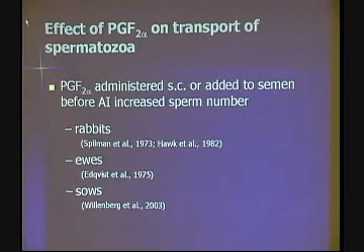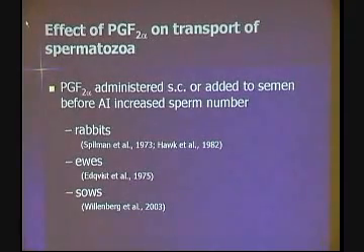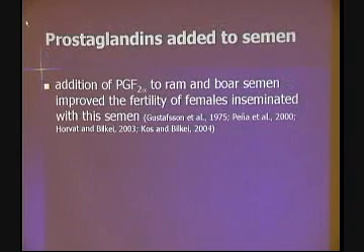When prostaglandin is administered subcutaneously or added to semen before artificial insemination, it results in increased numbers of sperm in the upper segments of the reproductive tract where fertilization occurs in rabbits, ewes, and in sows.